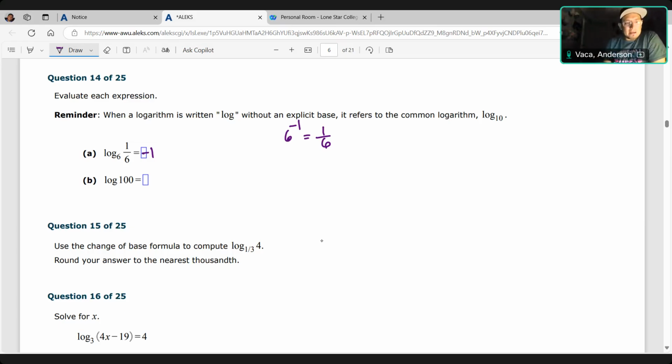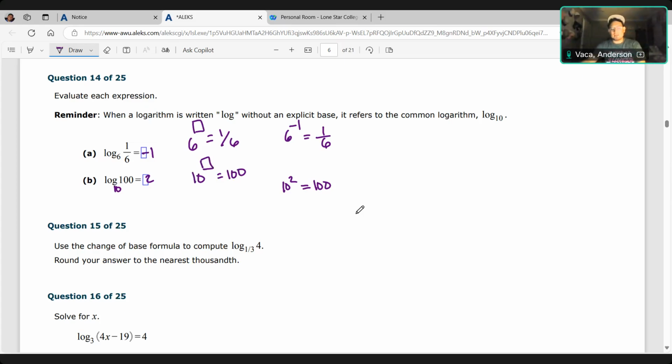What about this one? I don't see a base. Well, that means that the base is 10. 10 to what power equals 100? Of course, 10 squared is equal to 100. So again, you could probably do these examples like so: 6 to what power is 1 over 6, and 10 to what power is equal to 100. Maybe that can help you out in answering some of these questions.